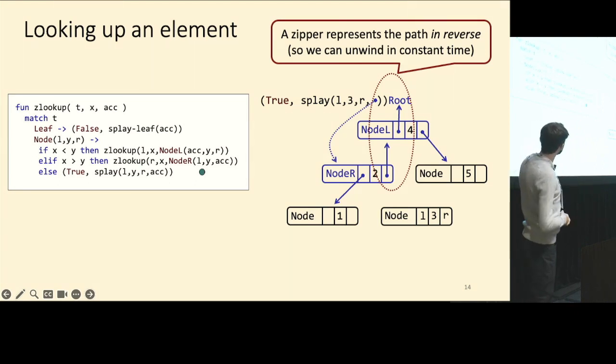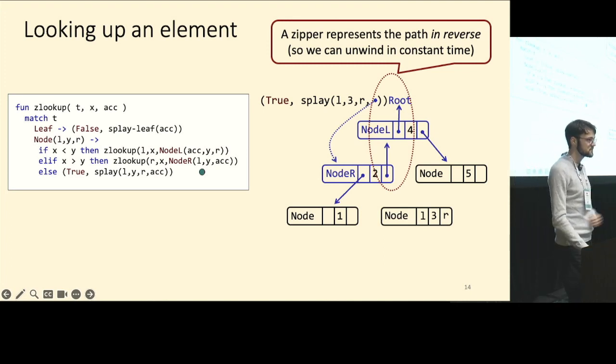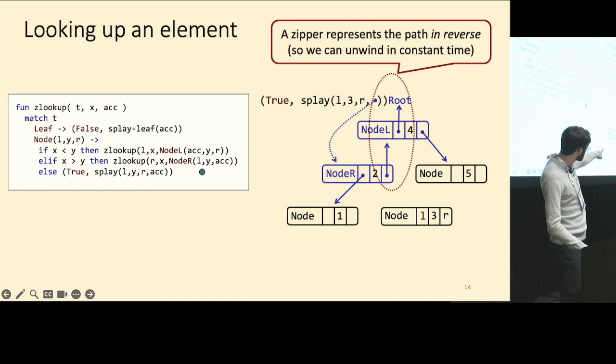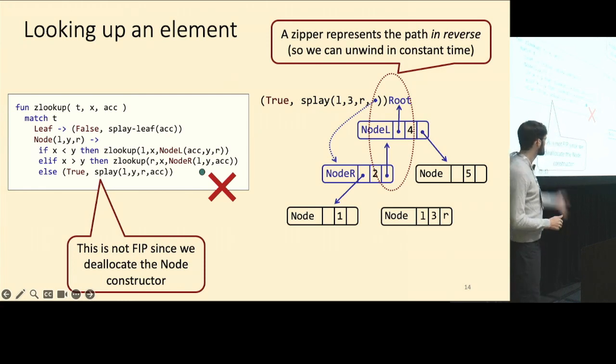Well, if we implement it like this, you'll see that this lookup function is not FP. We have not annotated it with the FP keyword, because there's a bit of a problem here. If we call Splay with just the left and right subtree and element 3, you can see that this node at the bottom is now unused. So we have a deallocation here, and we want to avoid this.